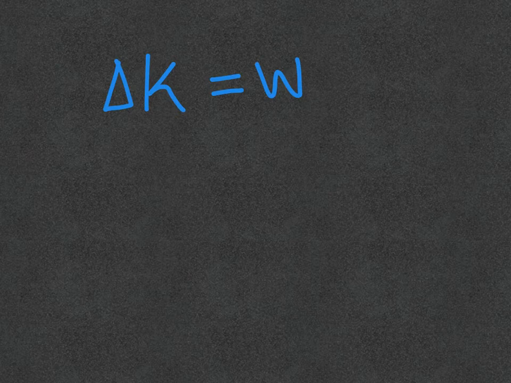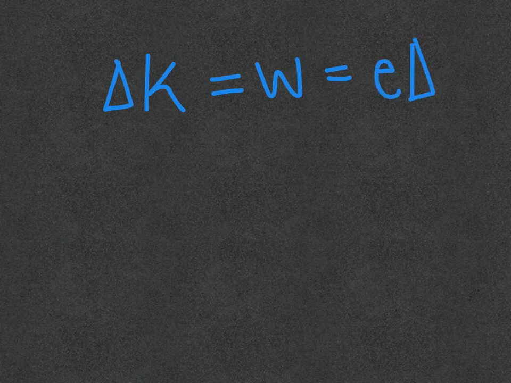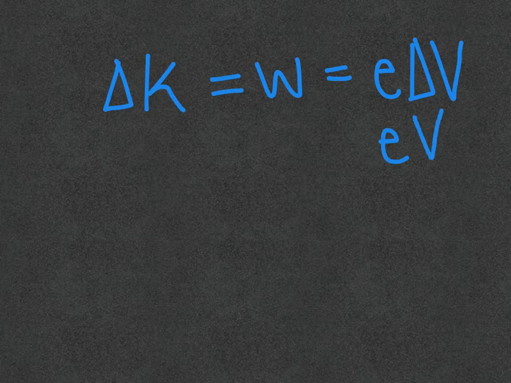Alright, the amount of kinetic energy that results from some amount of work done, we want to measure that in joules. Now we're going to do it in terms of the voltage, the potential difference. Okay, so e delta V, more commonly eV.